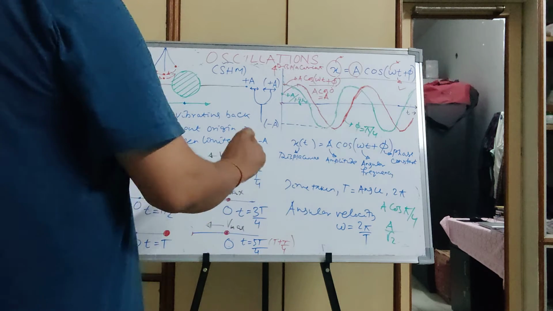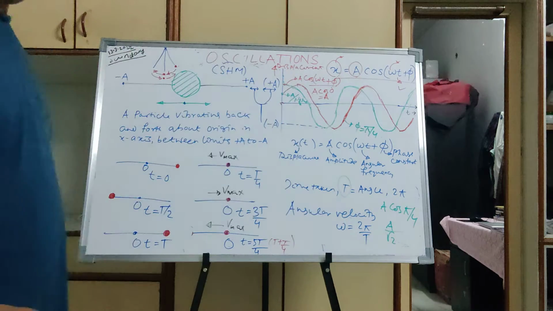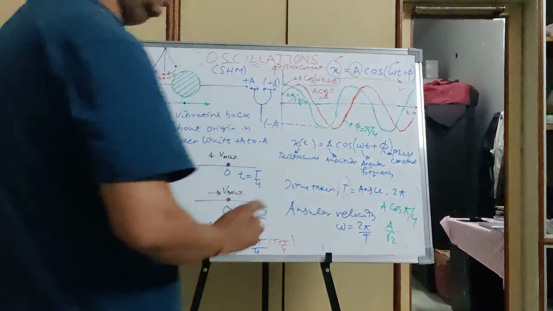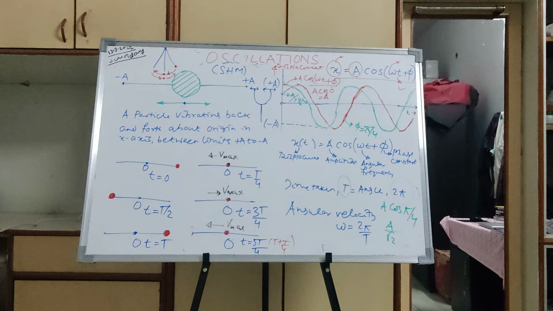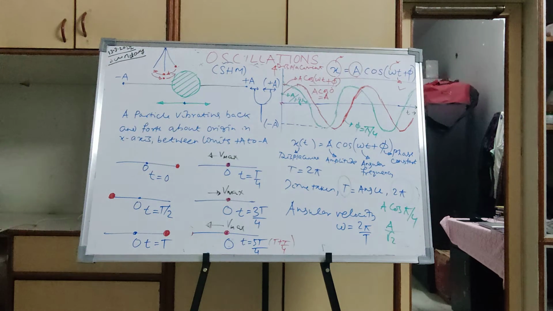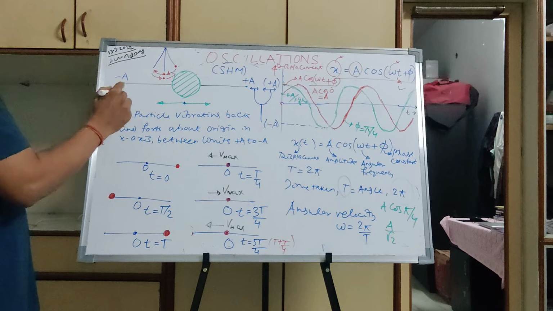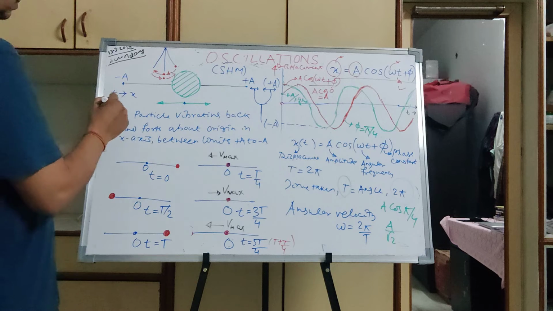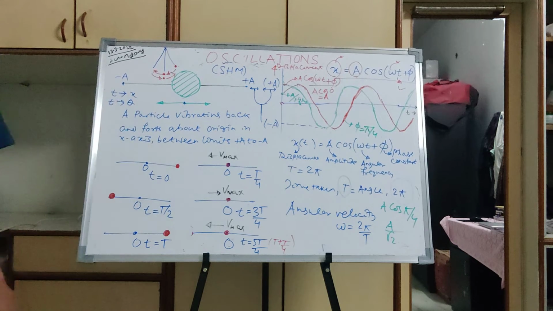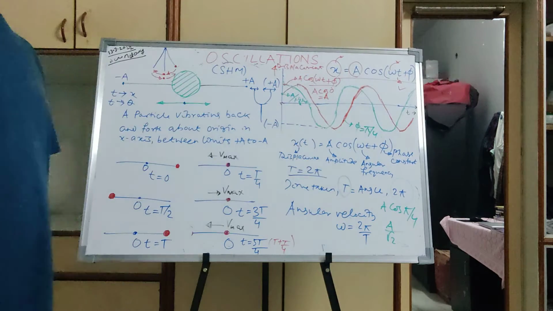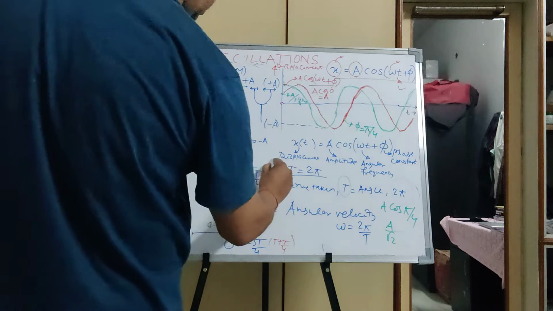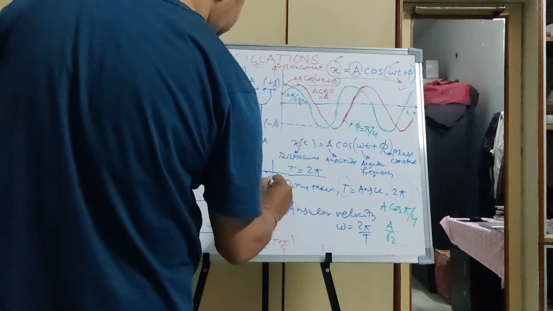Here, time capital T is taken to traverse angle 2 pi. In linear motion, we say in time t it has covered distance x. In angular motion, we define things in terms of theta, so in time t it covers angle theta. Here it has taken capital T time to cover angle 2 pi, which is just one circle.